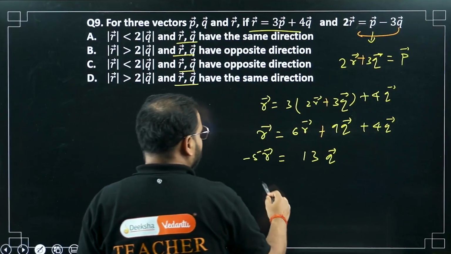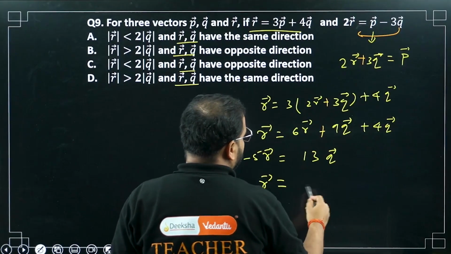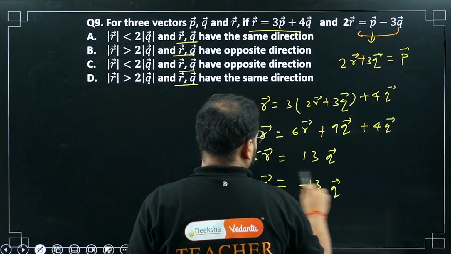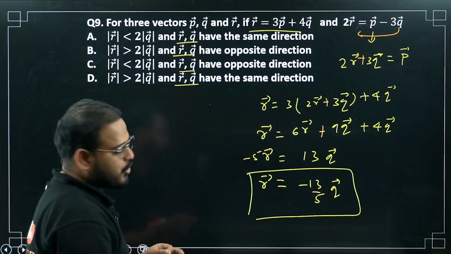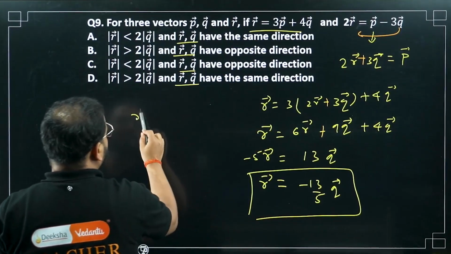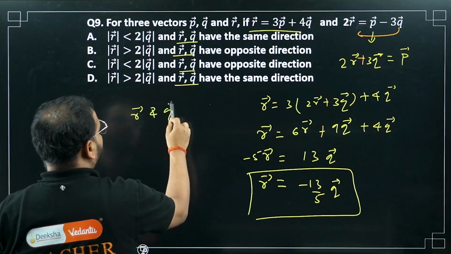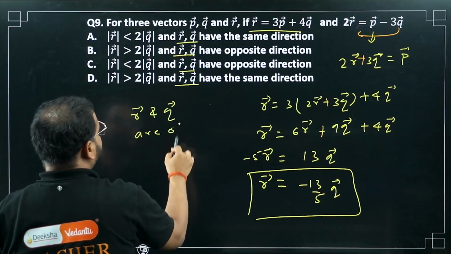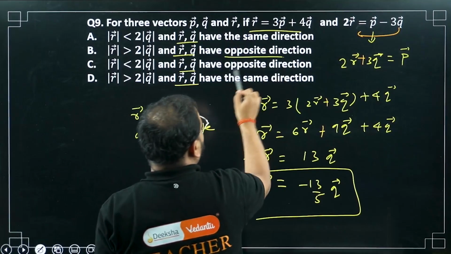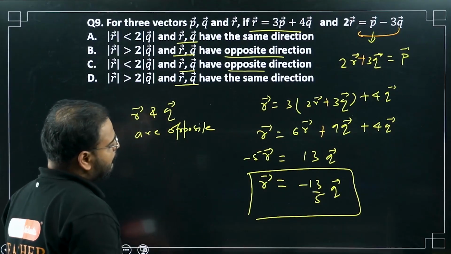What is going to be my R vector? R vector is minus 13 by 5 Q. This is the relation. So we can see one thing for sure, that R and Q are opposite, R with a minus sign. So we have to look for only opposite options. So opposite. What about this?